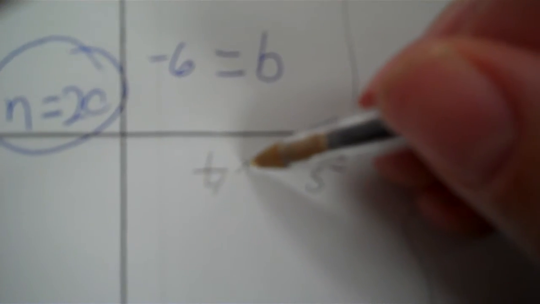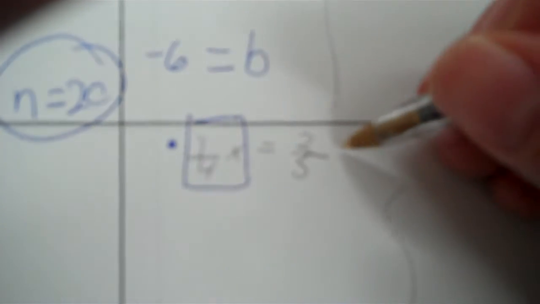Okay, the last one's kind of funky. 1/4 x equals 2/5. Trying to find out what the x equals. Okay, so there's my x. 1/4 is my coefficient. I'm good with having a 1 on top. That's good, but we got to get this 4 off the bottom. So I'm going to be timesing by 4.